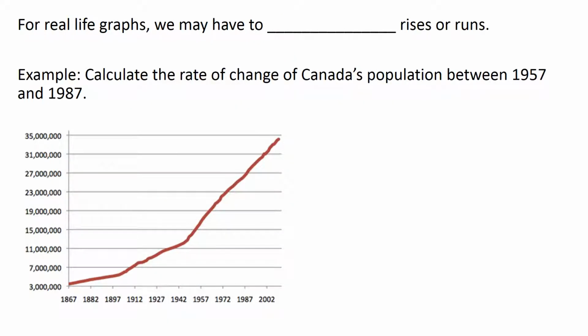For real life graphs, the process might get a little messier because we don't have those perfect grid lines. So we might have to estimate rises and runs. For example, calculate the rate of change of Canada's population between 1957 and 1987. First we need a couple of points on the graph, starting with 1957 and going to 1987. The rate of change is going to be equal to the rise over the run. So we need to know the rise and we need to know the run.